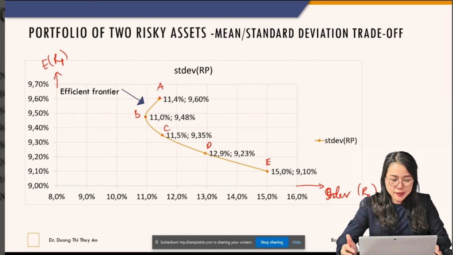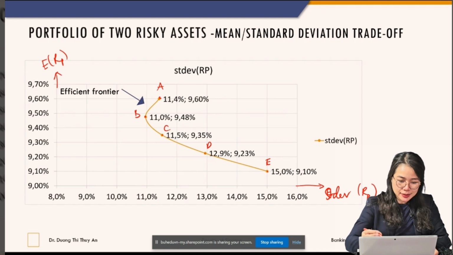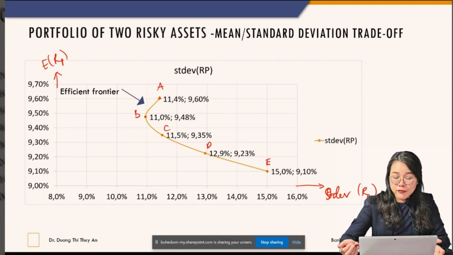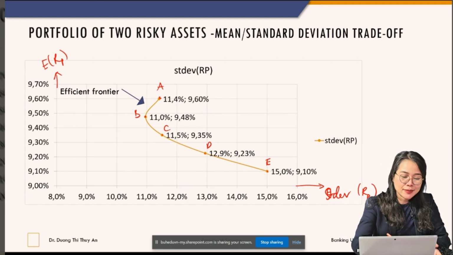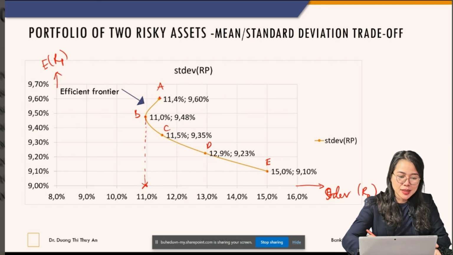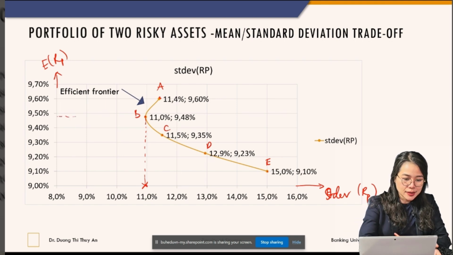Okay, so look at this curve. Among the 5 portfolios, which portfolio has the lowest risk? You can say this portfolio B. So this portfolio has the lowest risk, 11% here. And this is the return of this portfolio.